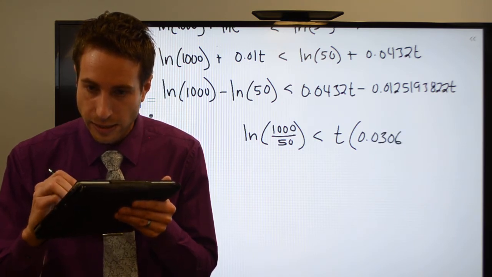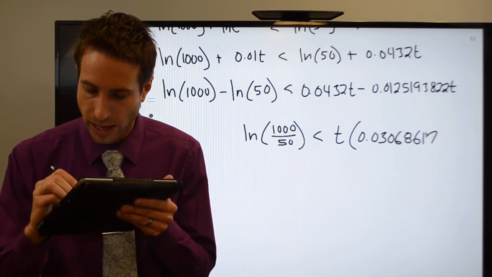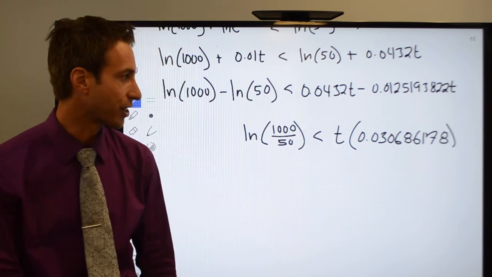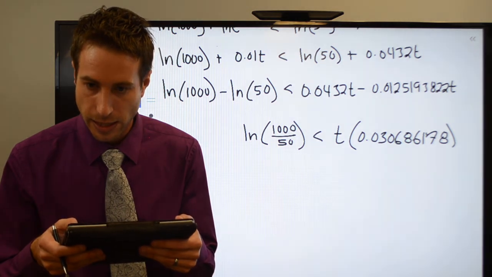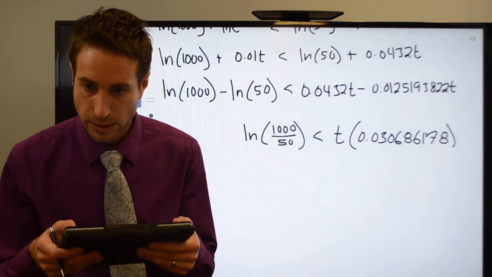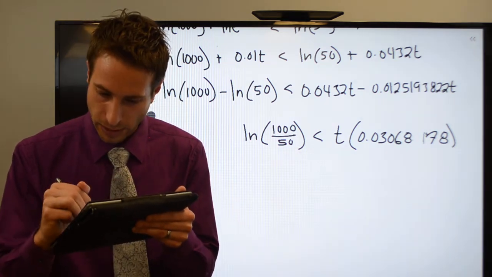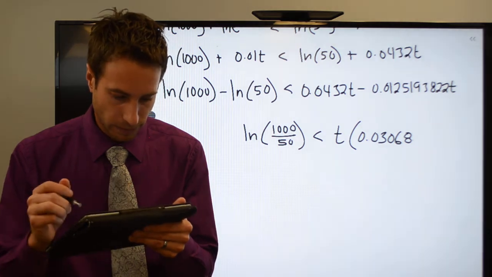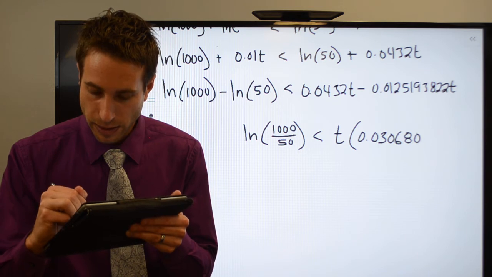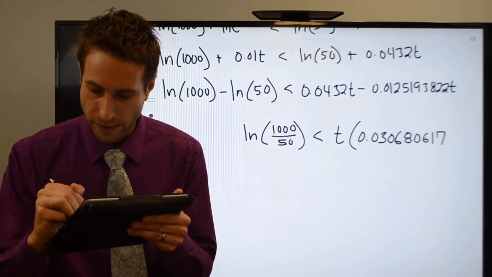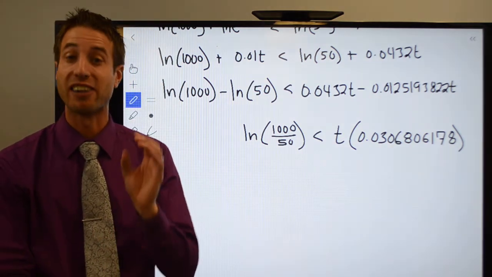0.030680617.8. I'm pretty sure that's what my calculator gives me. Double check. Oh, I missed a 0 in there. Scratch that. Let me get a 0 in there. I've got 0.0306806178. Okay, again, I know it's a lot of decimal places to keep track of, but you need to hang on to all those decimal places.